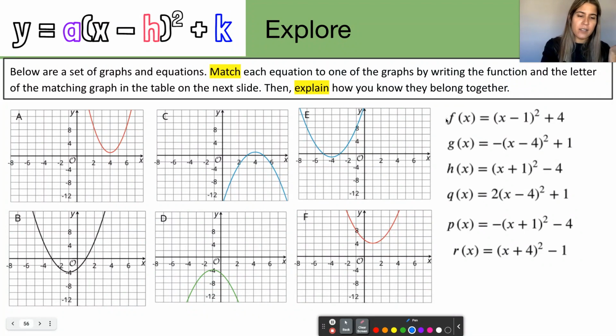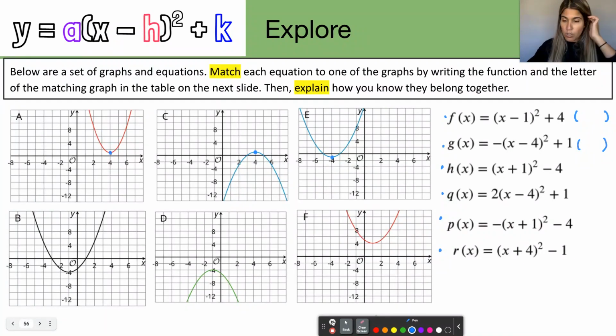Because I see that all of the equations given to me are in vertex form, so they're all going to give me the vertex. I can go ahead and identify the vertex of each one of my graphs. The other way I could do it is to identify the vertex of each and every one of my equations and determine whether it opens up or down. So let's do a few of these together.